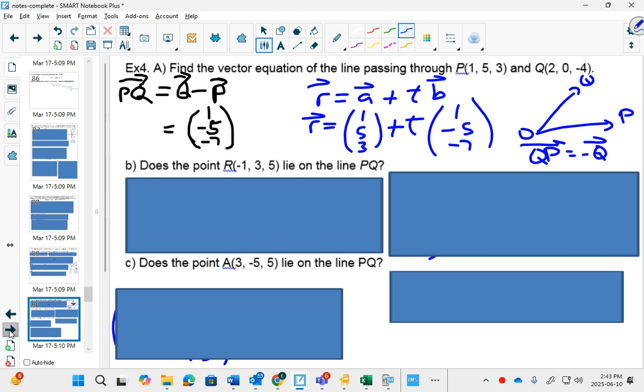I like to write it this way because I can visualize. If I started at Q and I was only allowed to travel along the vectors that I knew, I would have to go back to the origin, that's negative Q, and then go to P. That would be like going from Q to P, via the origin.